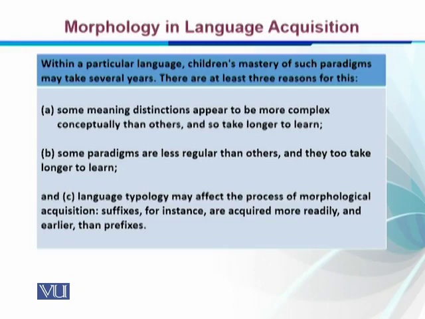For example, we have discussed that many children, while they are learning their language, instead of using irregular forms of the verb eat, ate, eaten, use the regular form eat, eated, and many other words in a similar way. See, language typology may affect the process of morphological acquisition. Suffixes, for instance, are acquired more readily than prefixes. So this is how a child learns, and there is always an order or a hierarchy through which they learn these things.